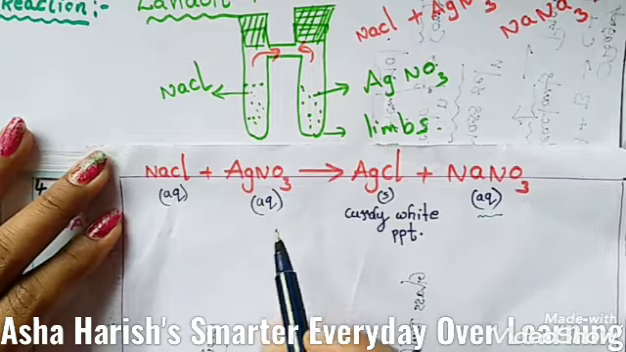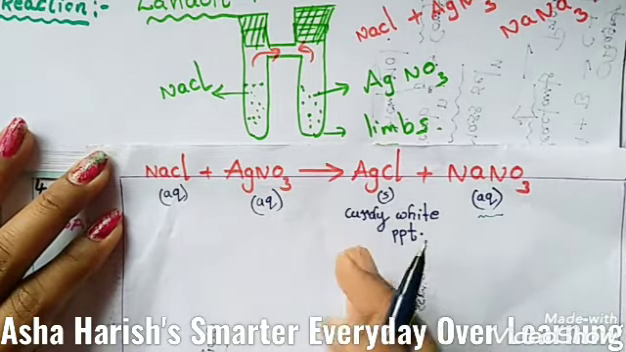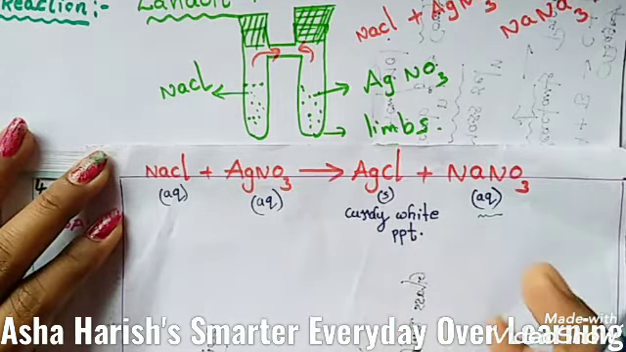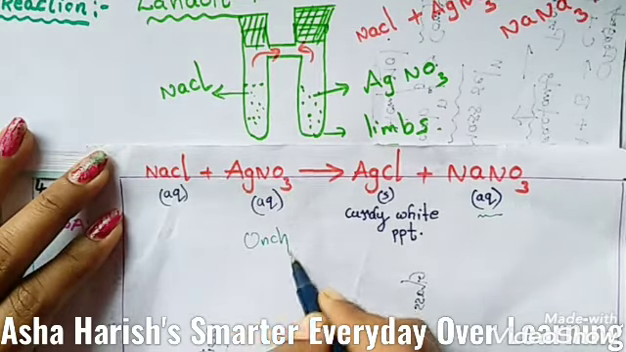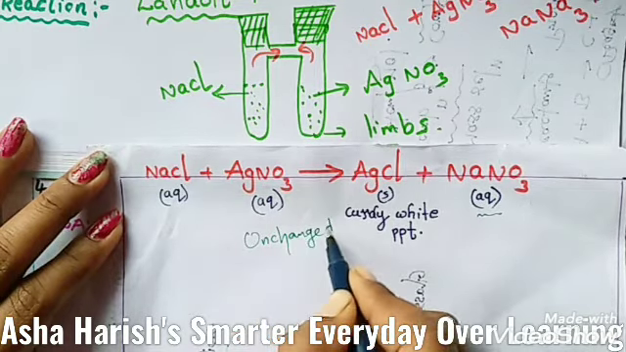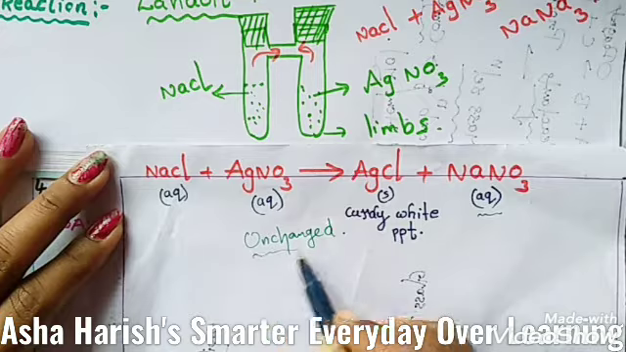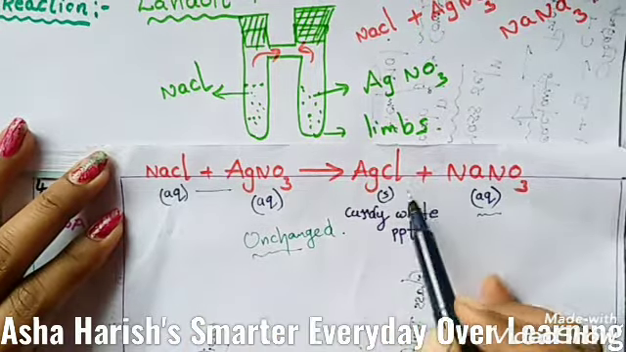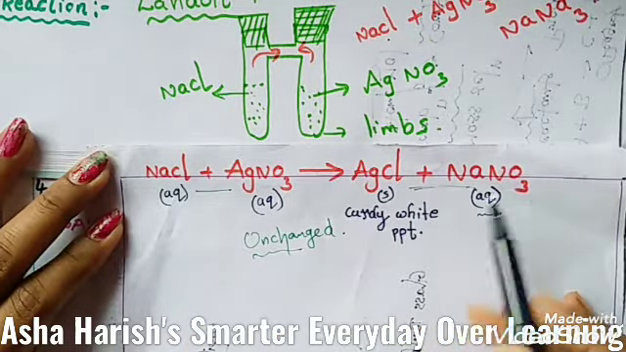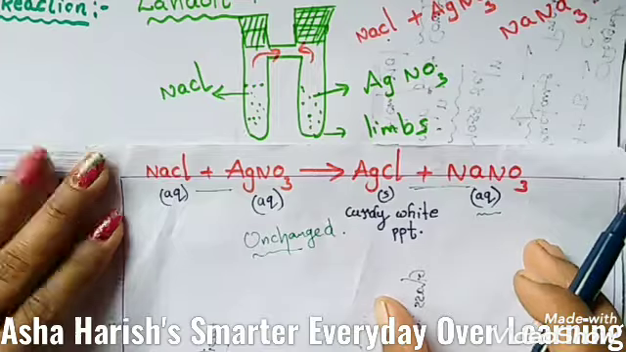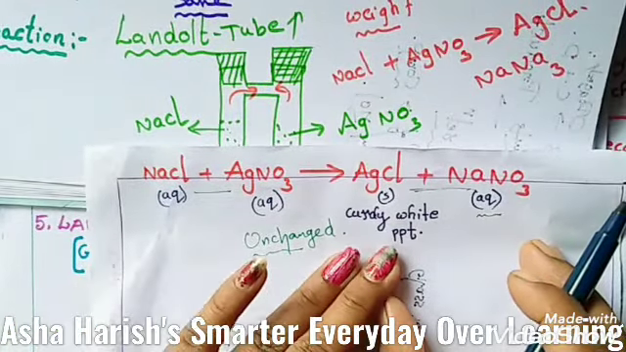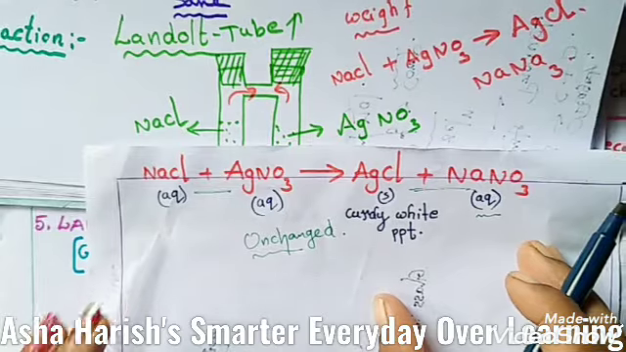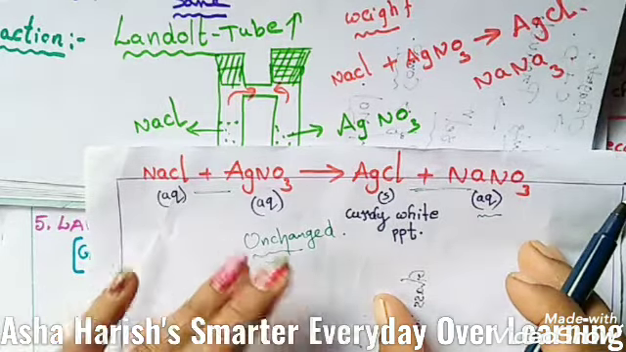After the reaction, the tube was weighed again. It was found that the weight practically remained unchanged. So you can observe the same weight of the reactants and the same weight of the products. Here students, you can conclude that there is no change in the weight of the reactants and the products. This is the example we discussed, a precipitation reaction.